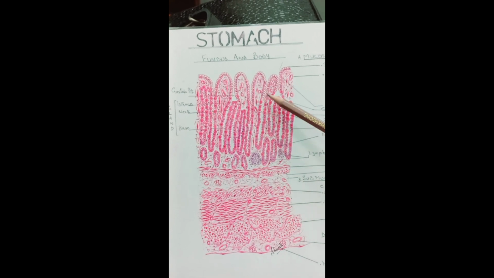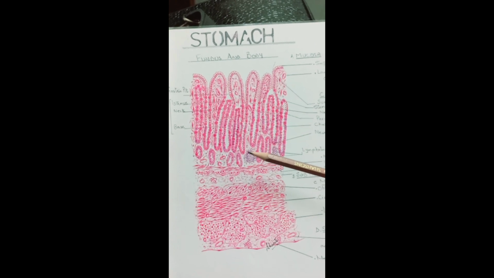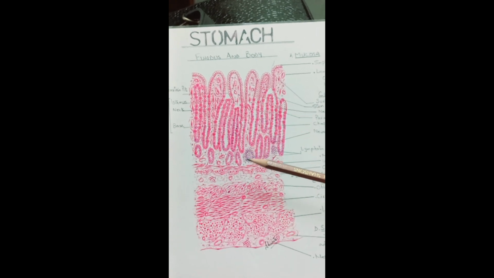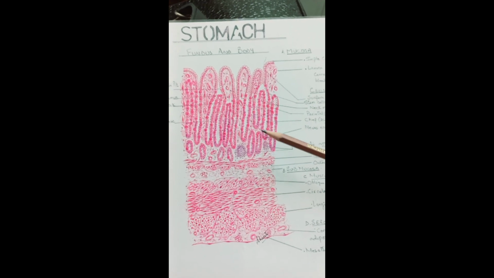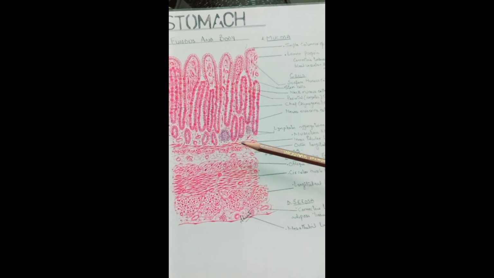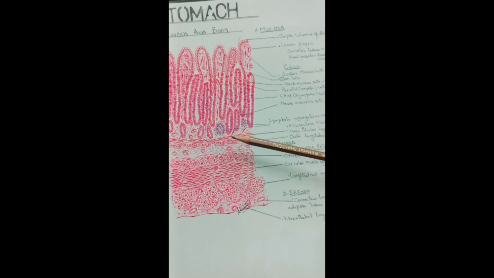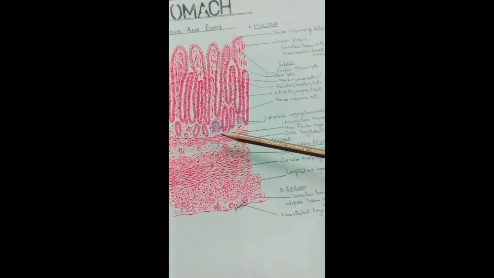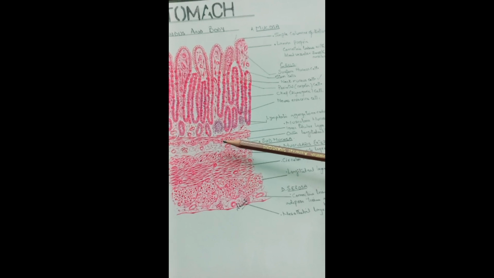Then underlying this mucosa, you also find the lamina propria. These are the lymphatic nodules, and these are the glands with the cells. Then we have the muscularis mucosae, which is one or two layers, and here you will find the muscular layer with a circular inner layer and an outer longitudinal layer.